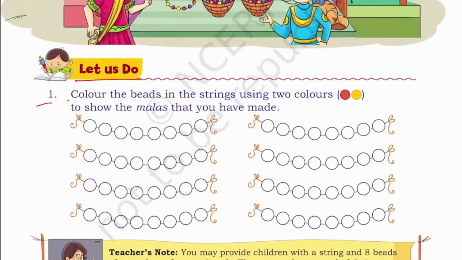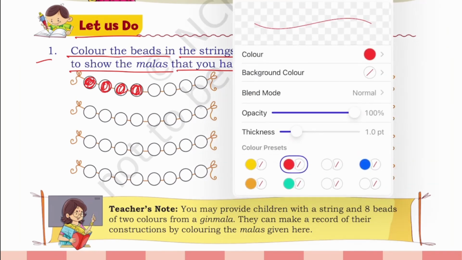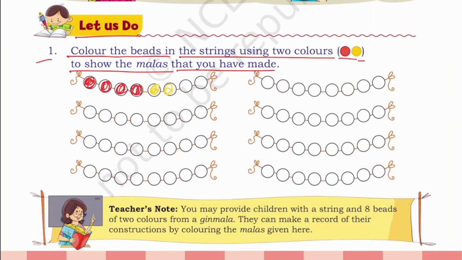Let us do 1. Color the beads in the string using 2 colors, red and yellow, to show the malas that you have made. For example, you can color 4 beads in red and 4 beads in yellow. You have to use 4 beads of one color and 4 beads of another color. You can make such an arrangement like this: yellow, yellow, then red, red, red.